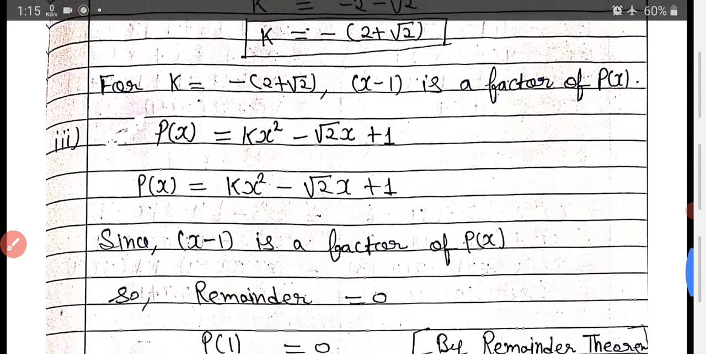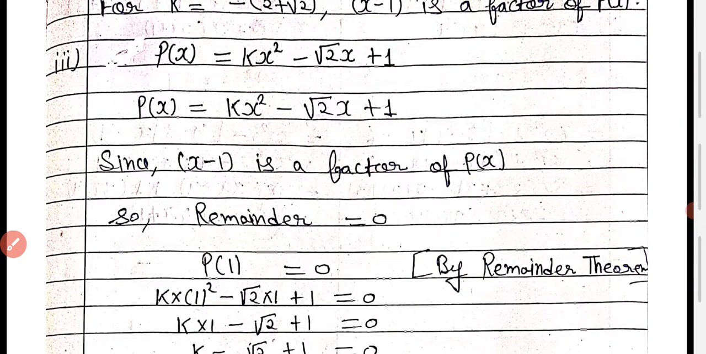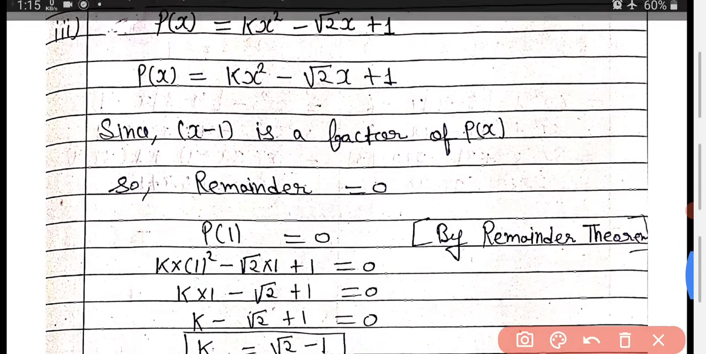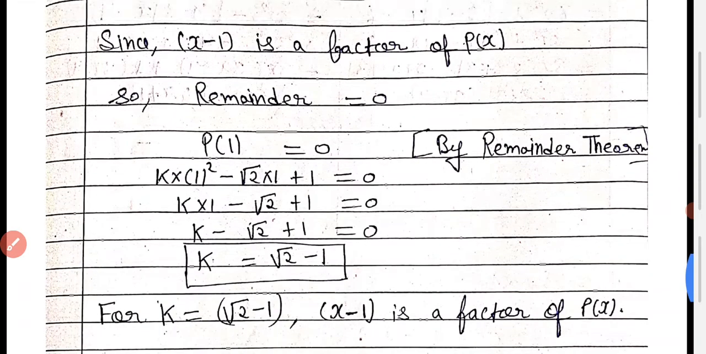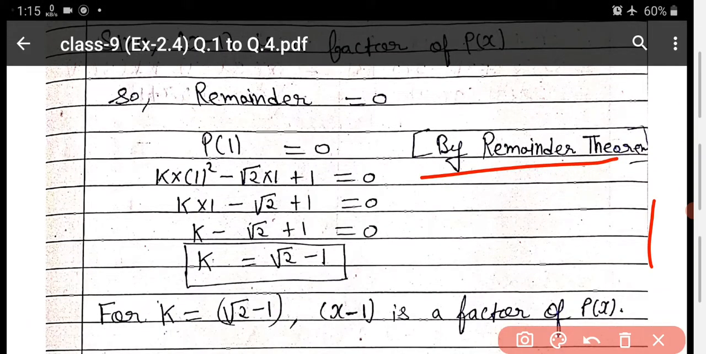Okay, now come on to the third question. The third question is p(x) is equal to kx square minus under root 2x plus 1. Write p(x), again write the same line. x minus 1 is a factor, so the remainder is 0. The remainder by the remainder theorem is p(1). Now just write, by the remainder theorem also, k into, in place of x put 1.